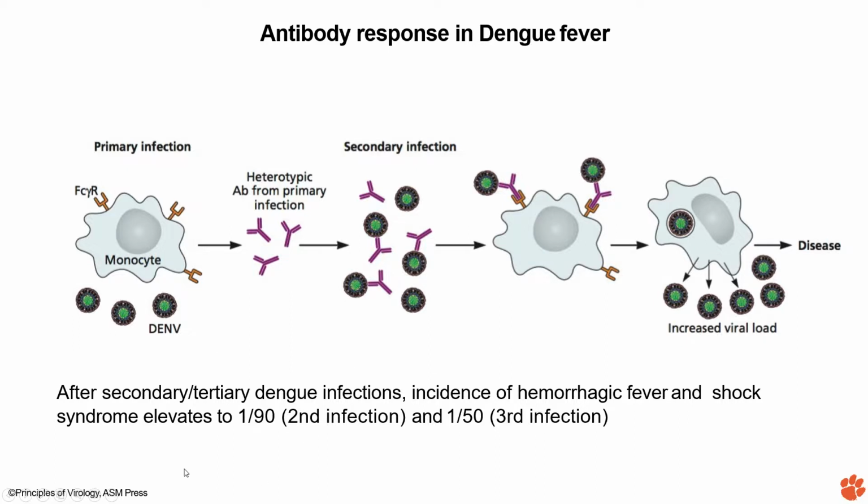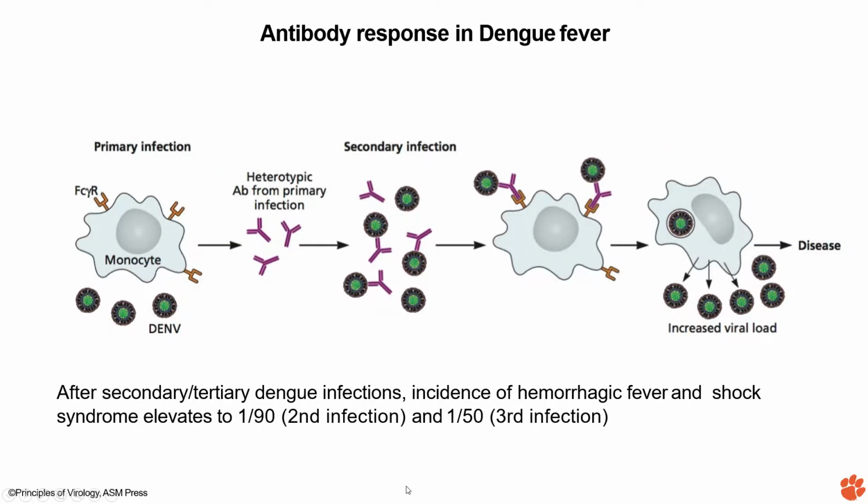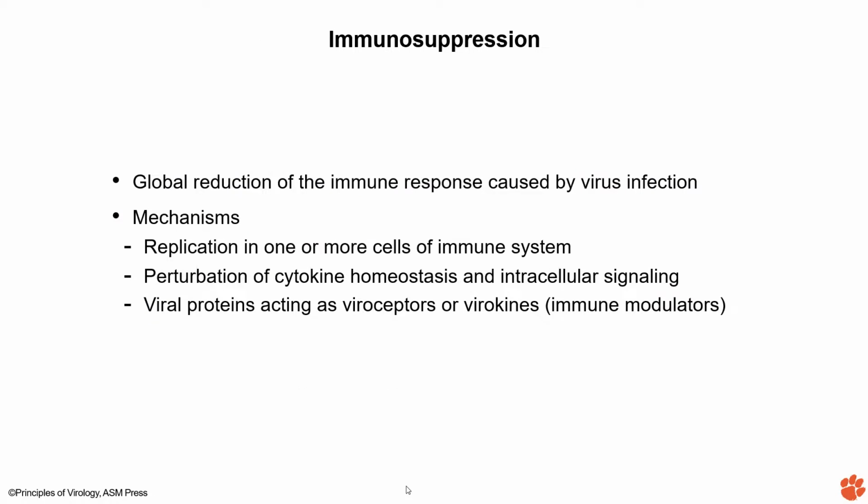And see what happens. In a secondary infection, the chances of hemorrhagic fever go up to 1 in 90, or in the tertiary, 1 in 50, from 1 in 14,000. So this is the antibody-mediated enhancement of disease. And then we have this global suppression of the immune system in many different ways: replication in one or more cells of the immune system, cytokine homeostasis perturbations, intracellular signaling. We have all talked about these, viroreceptor, virokine production.